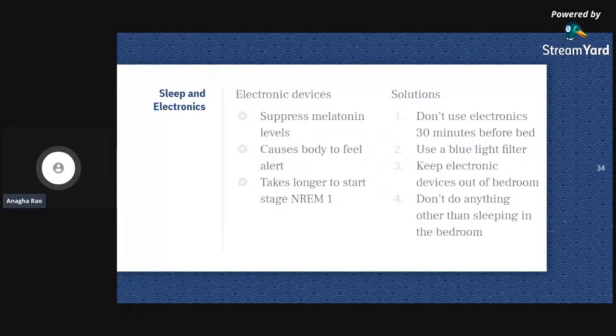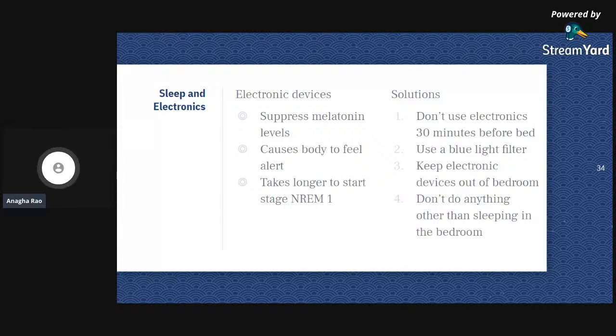Second is using a blue light filter. Using a blue light filter can protect our eyes and prevent melatonin suppression. Now, it's still important not to use electronics 30 minutes before bed. A blue light filter is going to help, but that doesn't mean that you can turn on the blue light filter and use an electronic device.